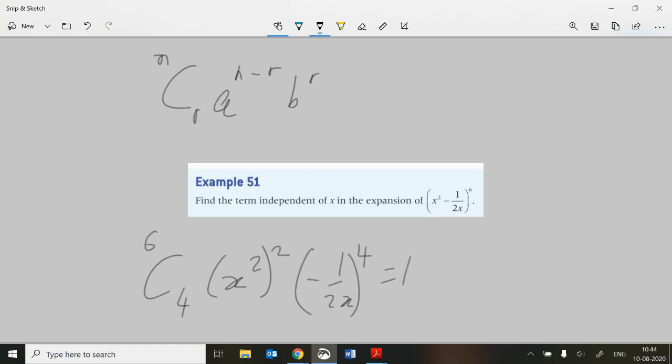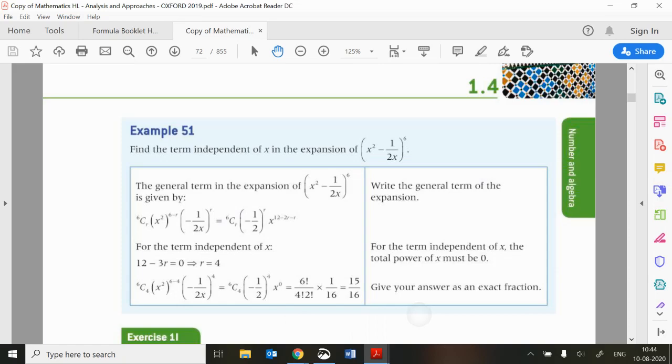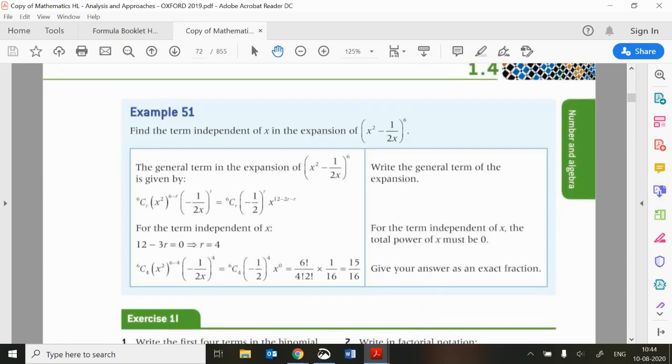we've got 15, so 6 choose 4 is 15. We've got x to the 4 there, and then the minus is going to disappear because we've got an even power. And so we've got times by 1 over 2 to the 4, which is 16. Also, we have x to the 4 on the bottom. They're going to cancel, so our answer should be 15 over 16. Check that out. Phew, I got that one right.